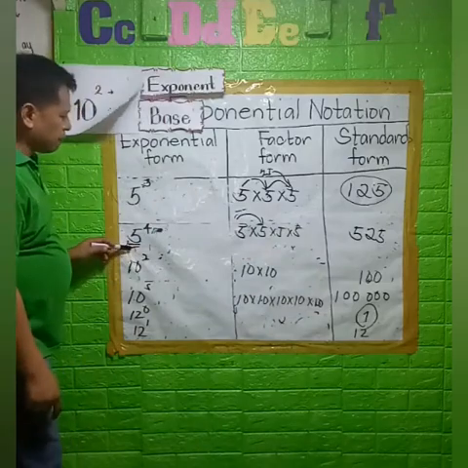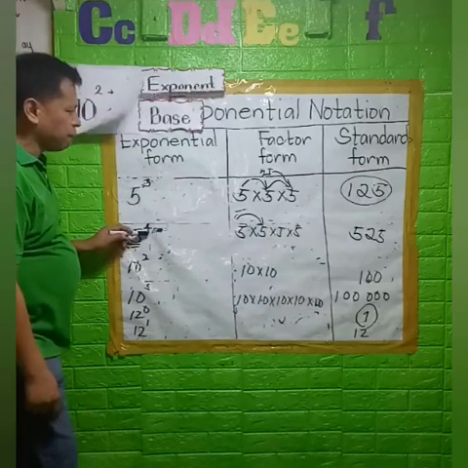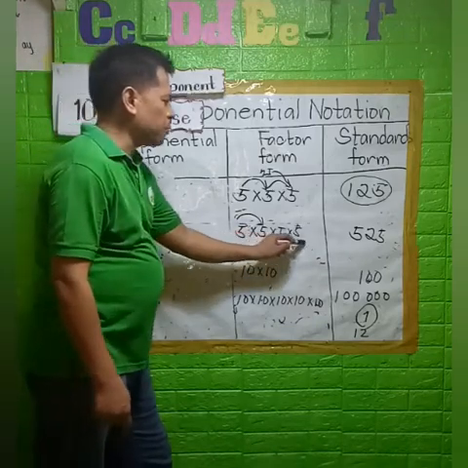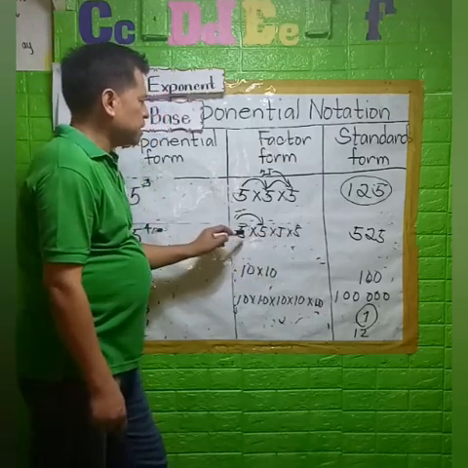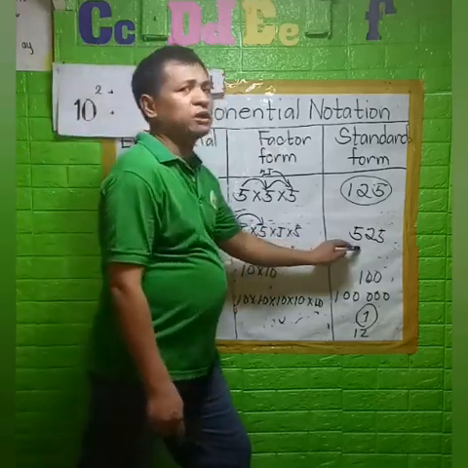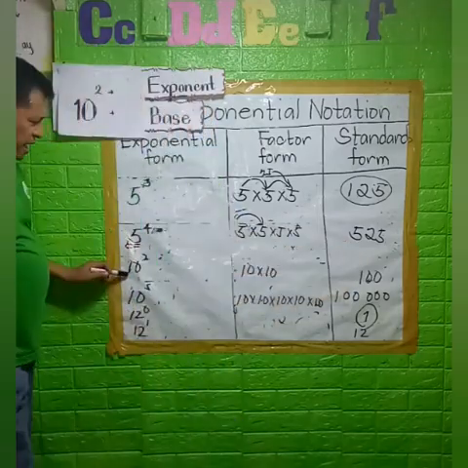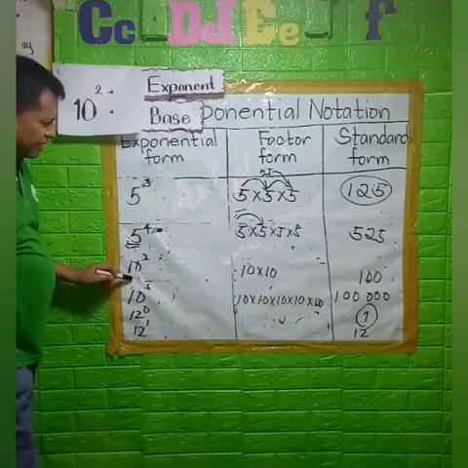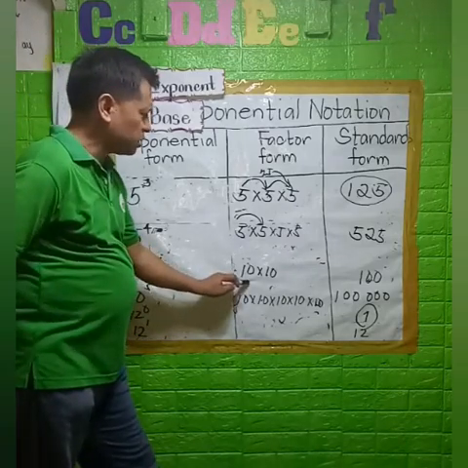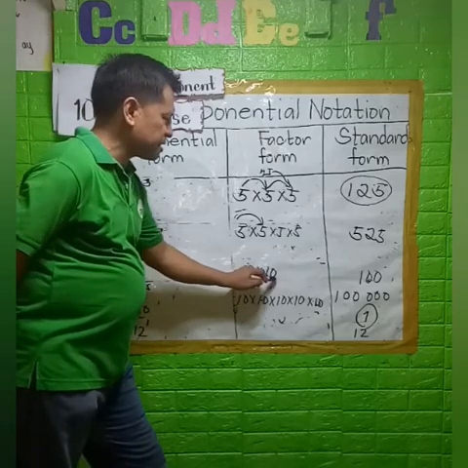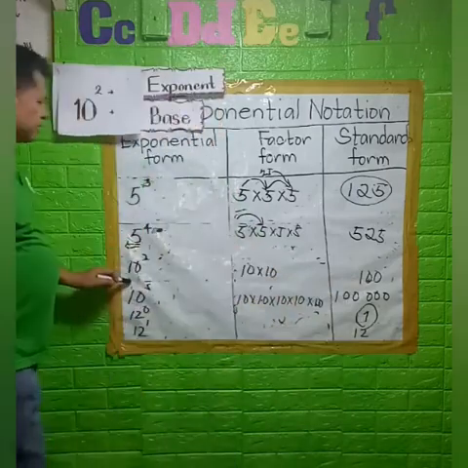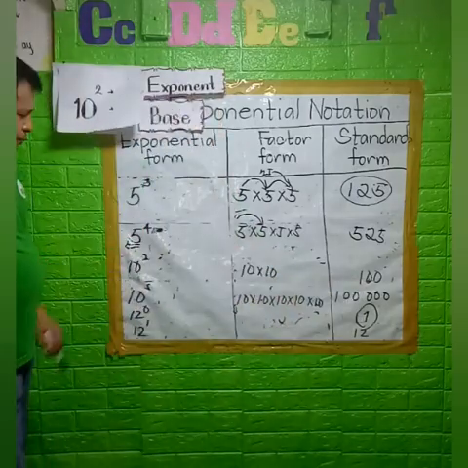So another one, we have 5 to the power of 4. So again, our base is 5. Then how many times are we going to multiply it by 5? So we have 4. So 5 times 5 times 5 times 5, that is equivalent to 625. So another one, 10 squared or 10 to the power of 2. How are we going to write the expanded notation? So we have 10 times 10, which is equivalent to 100. To make it short, 10 to the power of 2.